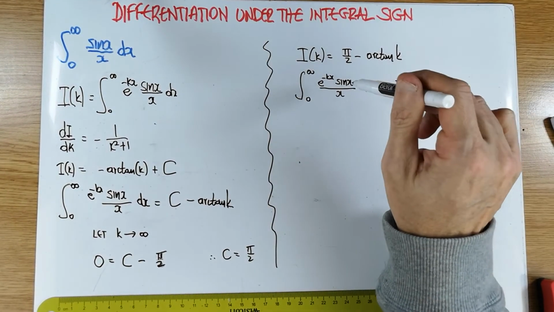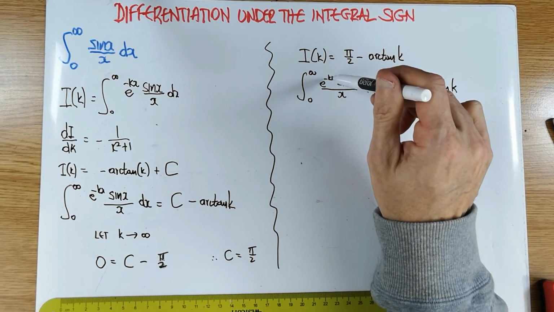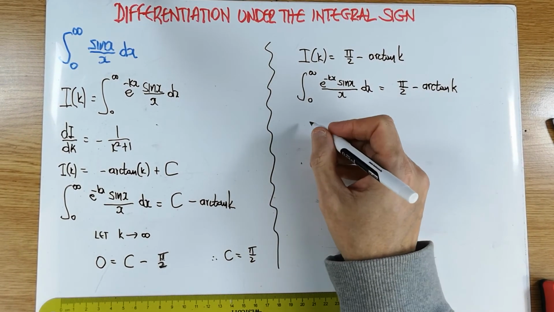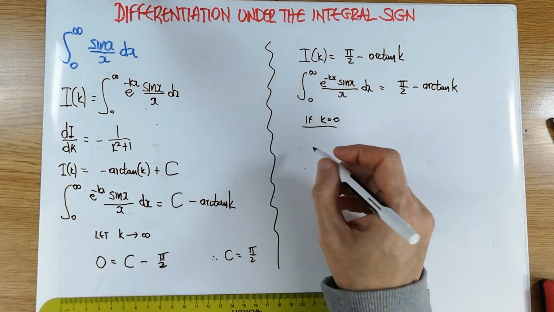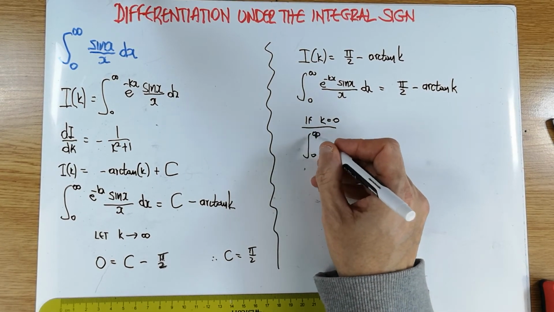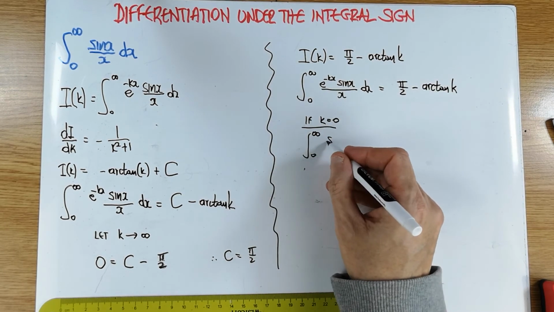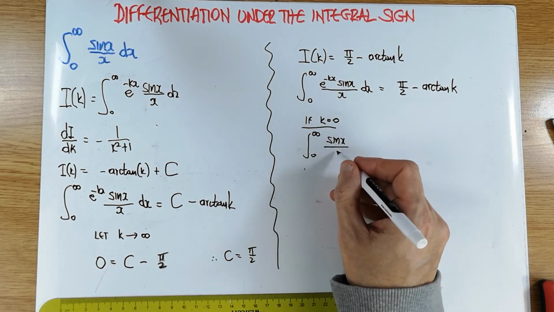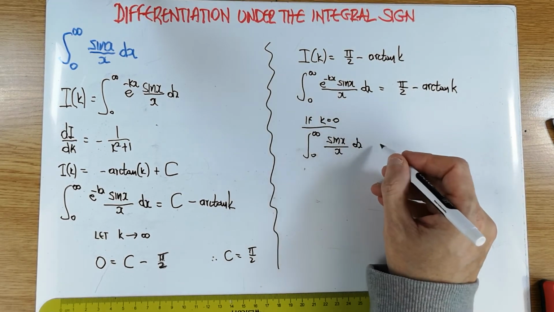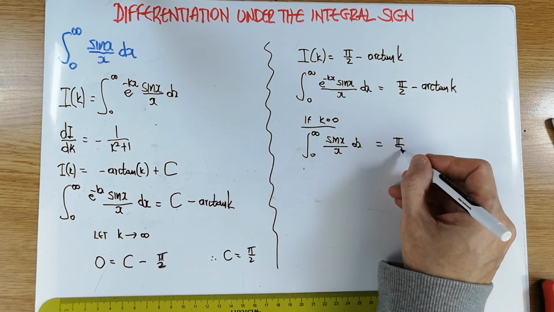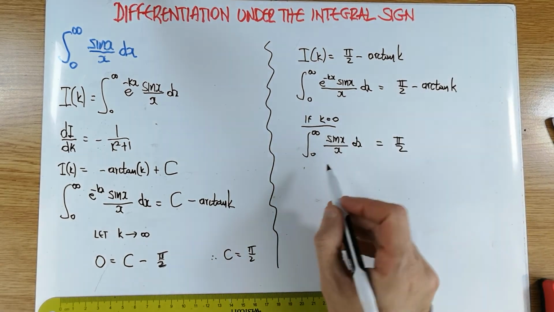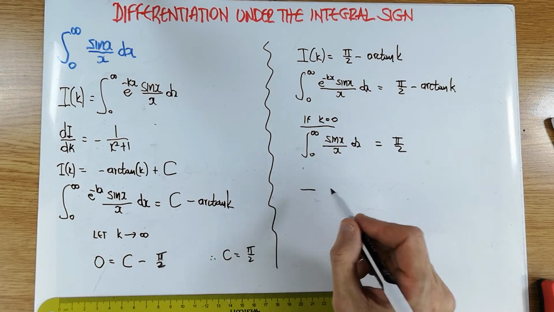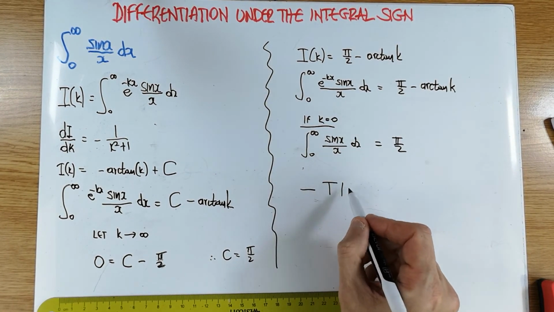I'm after, of course, the integral from 0 to infinity of sine of x over x. And of course, I can get that if I let k equal 0. So if k is equal to 0 now, I'm going to get the integral from 0 to infinity, the exponential being 1 now, of sine of x over x dx equal to pi over 2. The arctan of 0 is 0, and therefore the desired answer has been obtained.